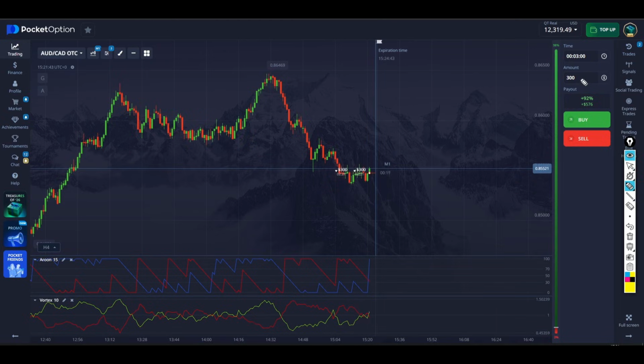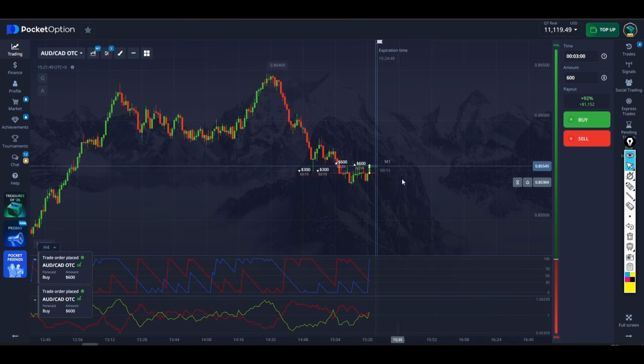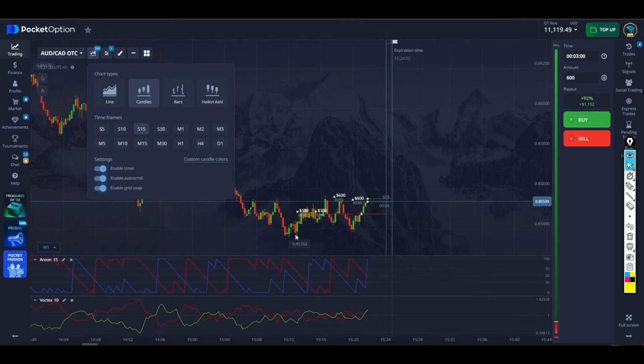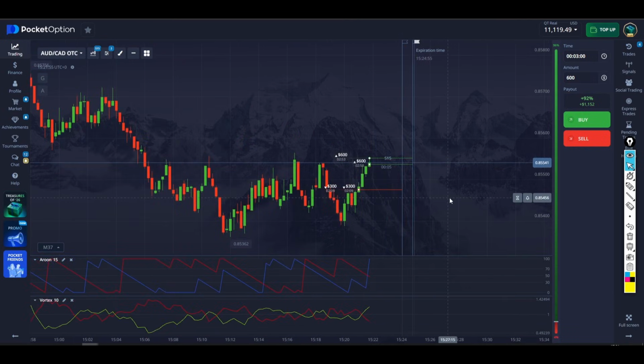I opened 2 additional buy positions for $1,200. Oh man, I really hope I'm making the right call here. Let's see how this battle ends.